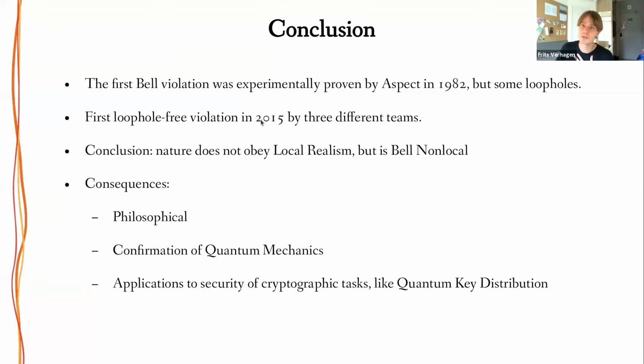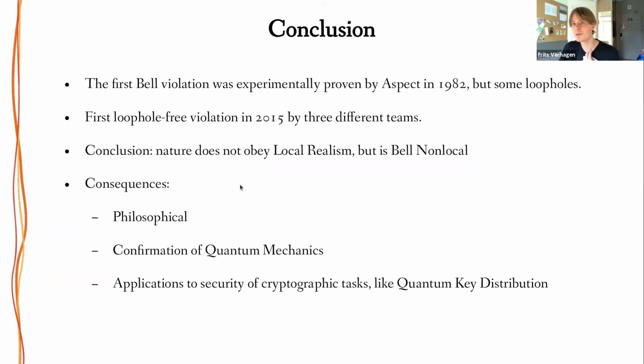So only in 2015, 3 different teams, around the same time, showed a Bell violation, but without loopholes this time. So they could be pretty certain that the measurement they did was correct, and that indeed the conclusion is that nature is non-local. So it took a while to do this experiment, right? Because in 1935, Einstein proposed this, and in 2015, it was proven. So 80 years.